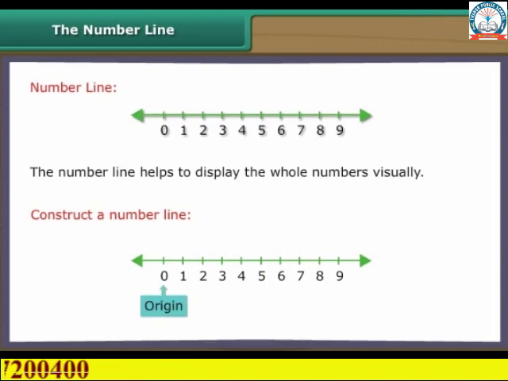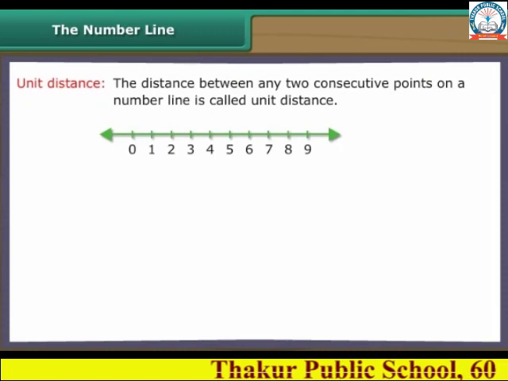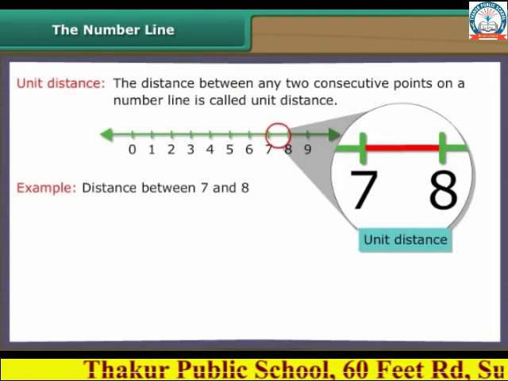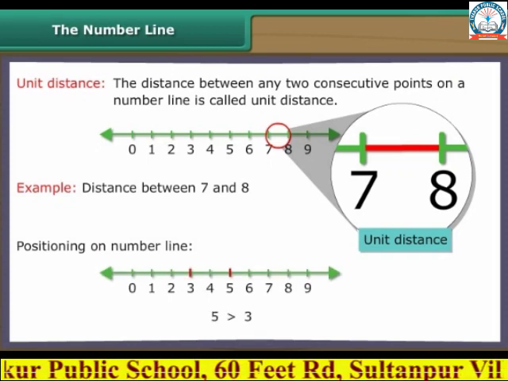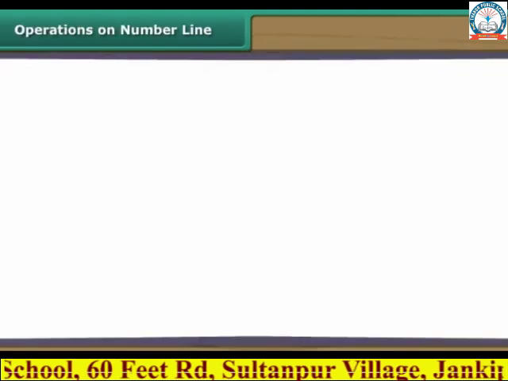We then choose some convenient length and, moving to the right, mark off consecutive intervals, paths, along the line starting at 0. We label each new interval endpoint with the next whole number. The distance between any two consecutive points on a number line is called unit distance. Out of two whole numbers, the greater number comes on the right of the other number on the number line.